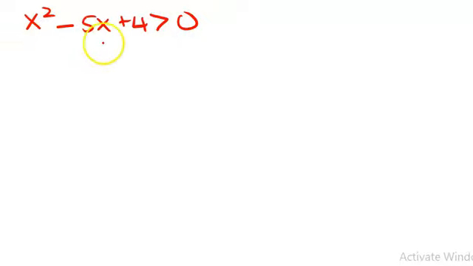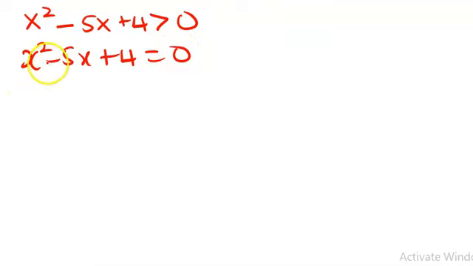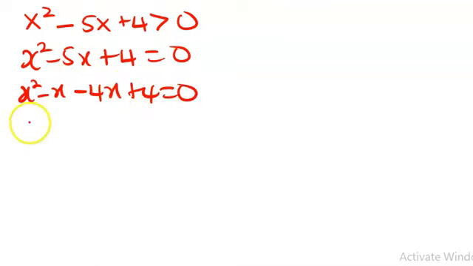So we have x squared minus 5x plus 4 greater than 0. What we need to do is to factorize this. We change this to an equal sign, so x squared minus 5x plus 4 is equal to 0. Then the factors of 4, which when we add, we get minus 5, and when we multiply, we get 4, are minus 1 and minus 4. So we break the middle term into those factors: x squared minus x minus 4x plus 4 is equal to 0.